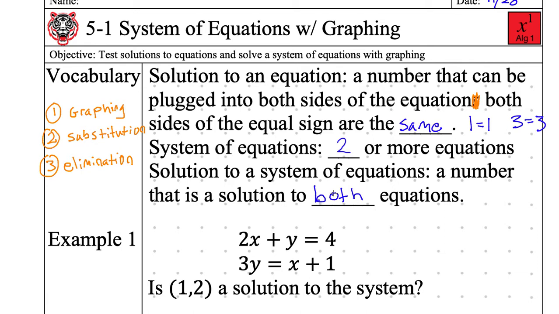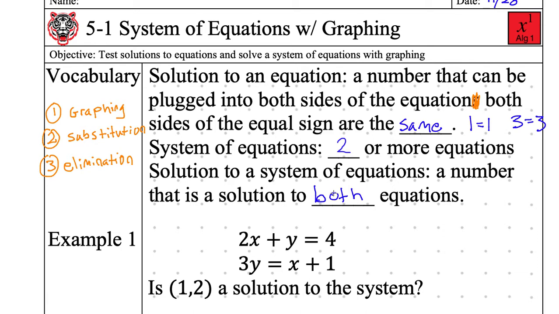So that's the key thing here. I'm going to be giving you 2 equations. You're going to be plugging in a number, x and y, and see if the left side is equal to the right side on both equations. If it's a solution to one equation but not the other, it's not a solution to the system, while it is a solution to just one. We're testing the entire system.